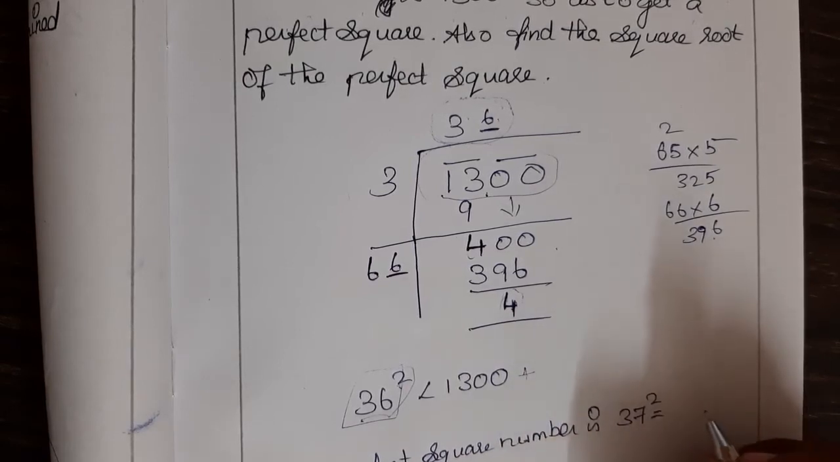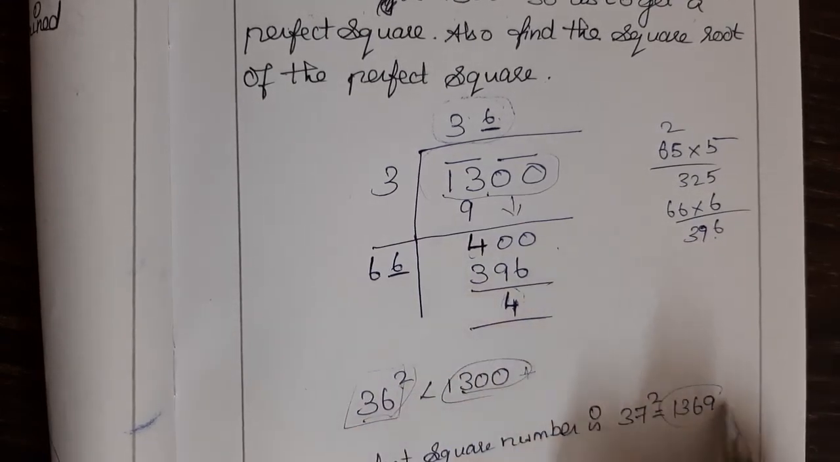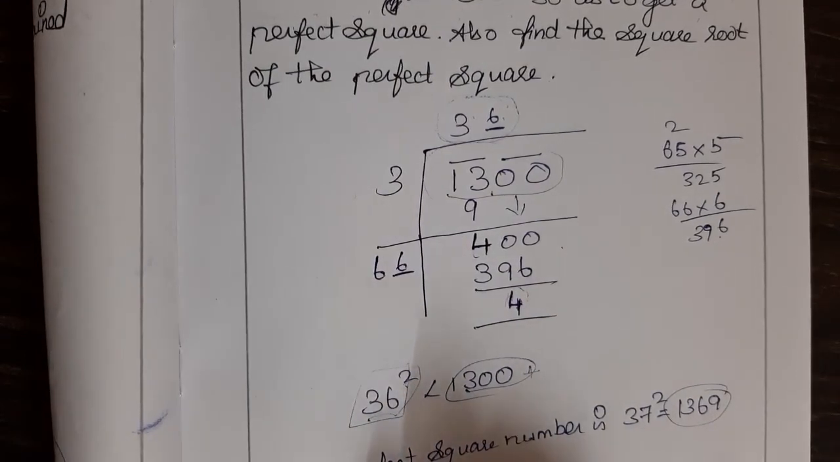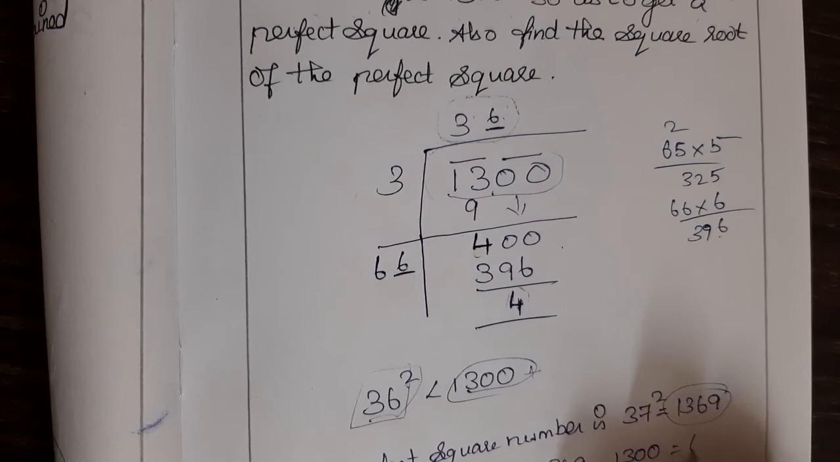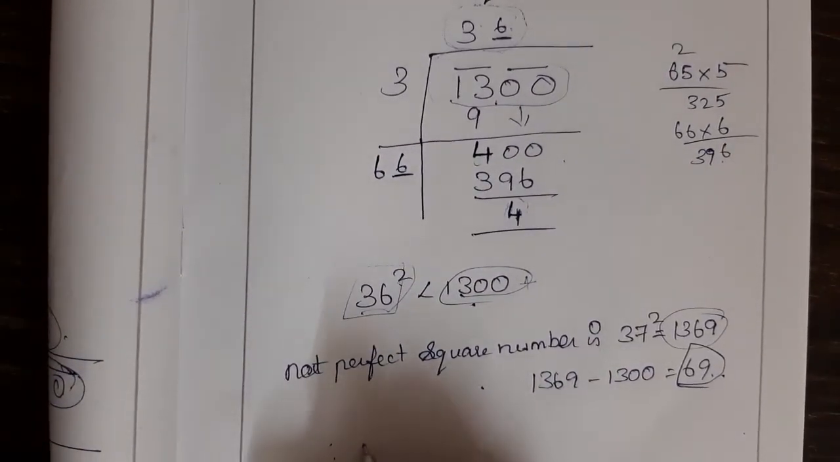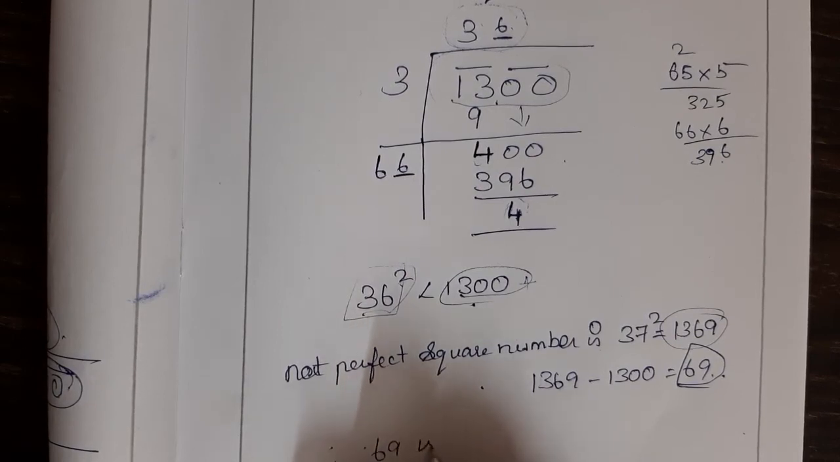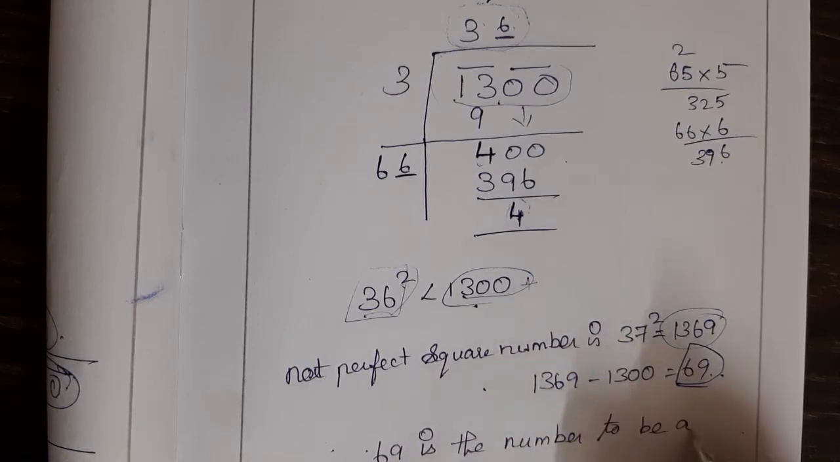What is the 37 square? 37 into 37 will be 1369. We will be getting 1369. So how much is the difference that we have to add? So how much is the difference here? 69, right? So that is what we need to add. 1369 minus 1300, we will be adding 69. So 69 is the required number to add with the 1300, which is given in the question, to obtain the perfect square, right? Therefore 69 is the number to be added.